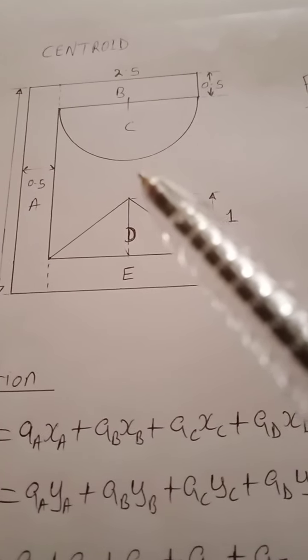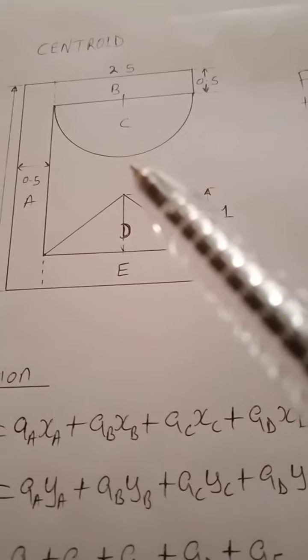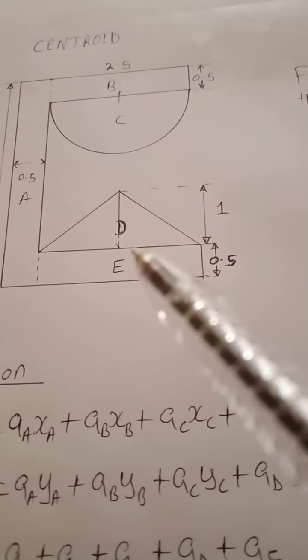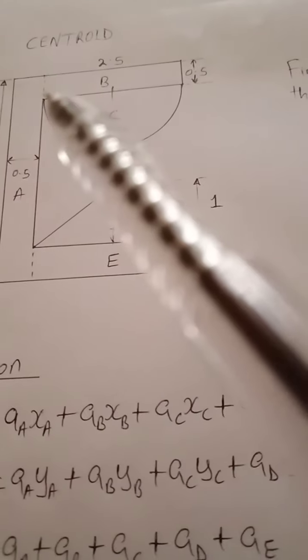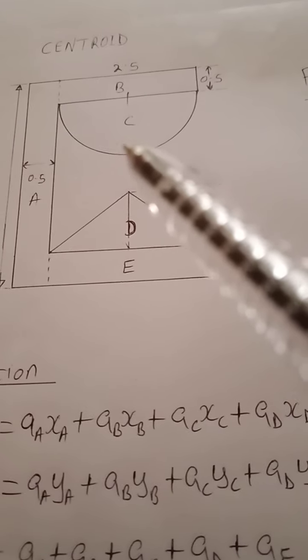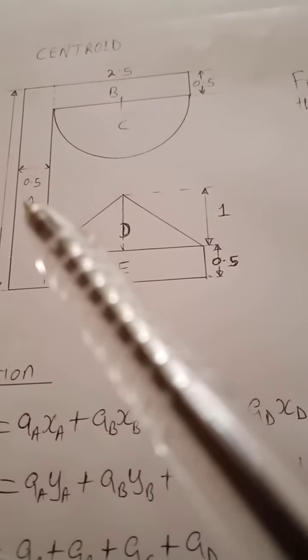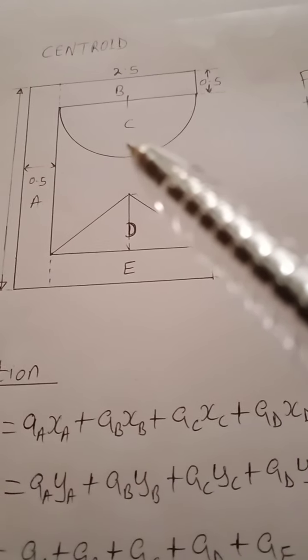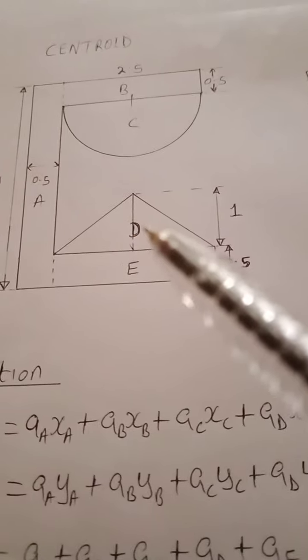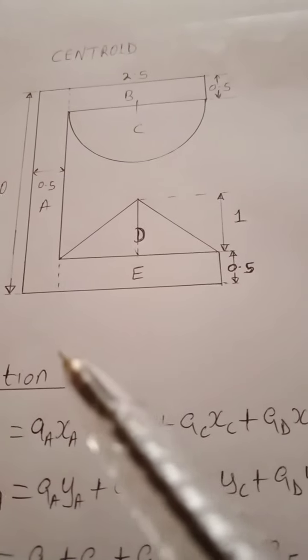But as you can see, we notice that this plane figure has different regular shapes. You can see here we have a rectangle, which I named A. Here we also have a rectangle. We have a semicircle here. We have a triangle here, and we also have a rectangle here.